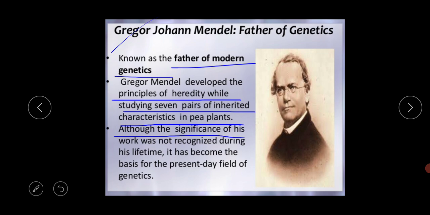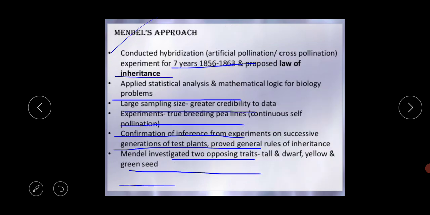Although the significance of his work was not recognized during his lifetime, it has become the basis for the present day field of genetics. So this is his history: in the mid 19th century, this scientist developed the principles of heredity while studying 7 pairs of inherited characteristics in the pea plant. Although the significance of his work was not recognized during his lifetime, his experiment became the main pillar of present day genetics work.